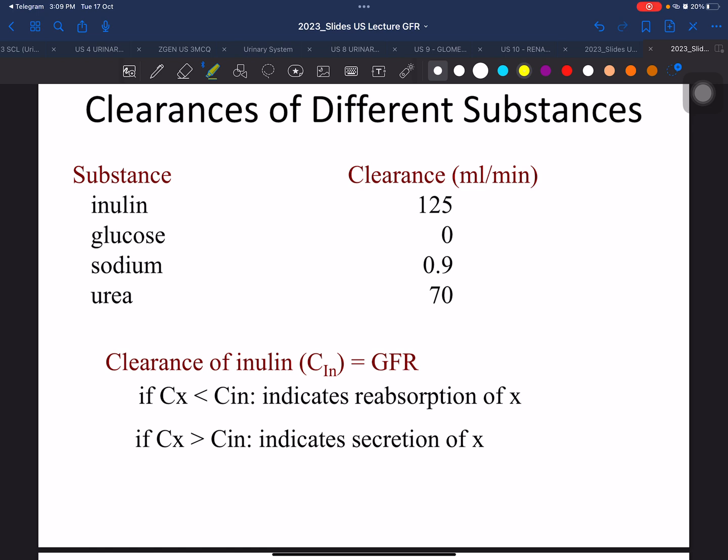In the other case, if the clearance of X is more than the clearance of inulin, the GFR, then suddenly in the urine you have more clearance of substance X. That means there is some secretion of substance X. That's the concept that you need to understand.